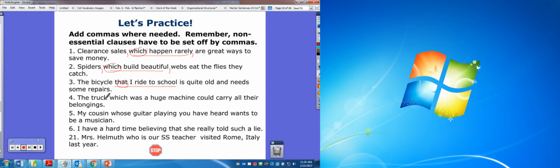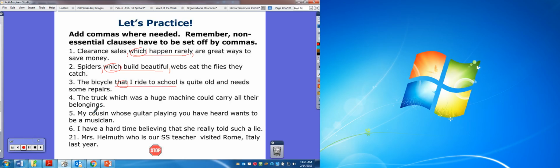Number 4: the truck, which was a huge machine, could carry all their belongings. Do we know which truck? Are we talking about the one that could carry all their belongings? Do you think we need commas?